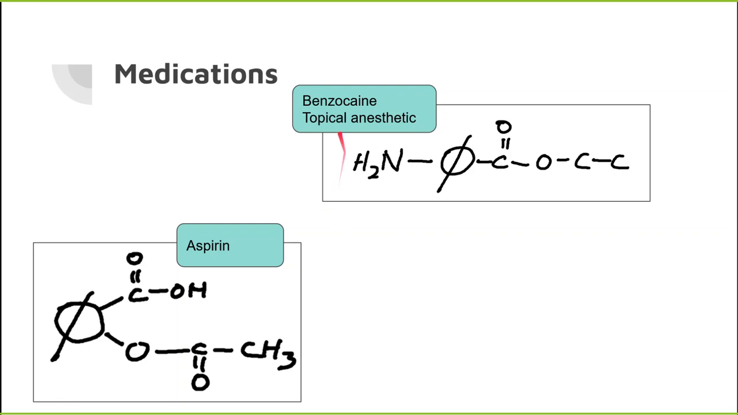Medications. Benzocaine is used as a topical anesthetic. I'm sure you guys have probably heard of benzocaine before. And again, this is not its full legit name, but it is an ethyl group here, and it's an aminobenzene here. So this would probably be 4-aminobenzoate, and this would be ethyl, so it'd be ethyl 4-aminobenzoate. But it's commonly called benzocaine, and this is a topical anesthetic.